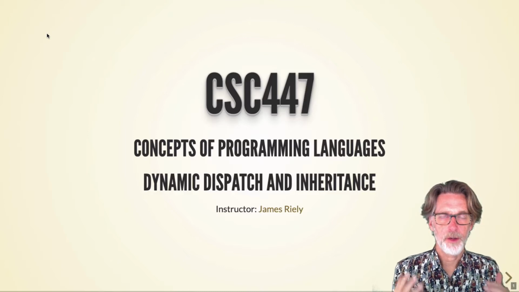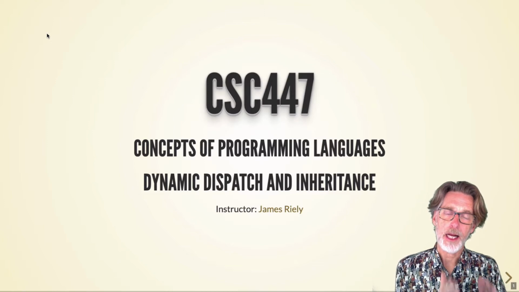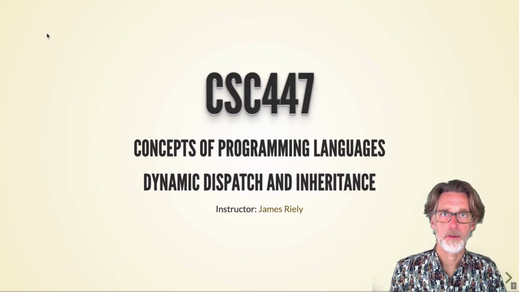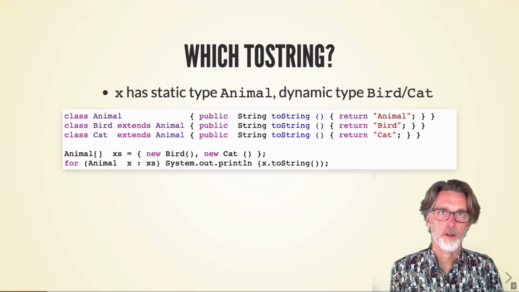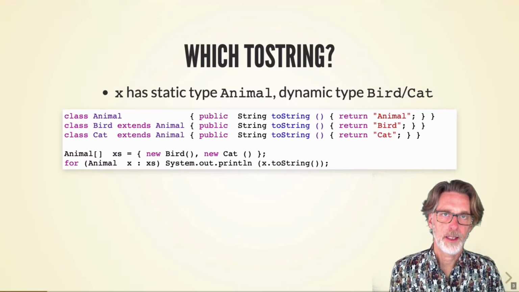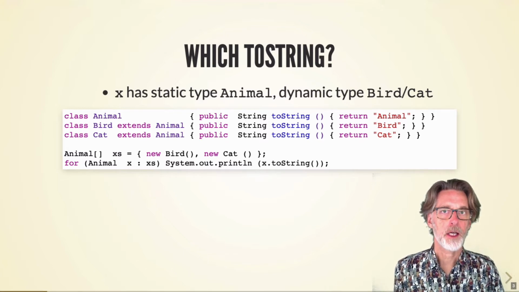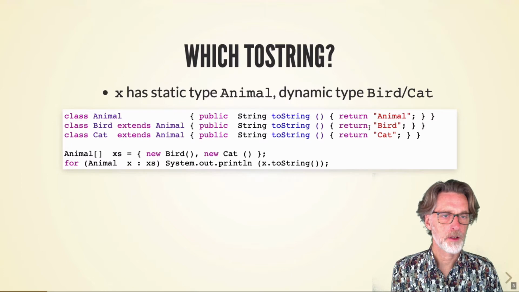In this lecture, I'm going to focus on class-based object-oriented languages, and we're going to look at how they define methods and invoke those methods. Let's start just by looking at the following example and thinking about what gets invoked in this case. I've got three classes, animal, and two specific kinds of animal, bird and cat. Each of these just has a toString method that tells you what kind of thing it is.